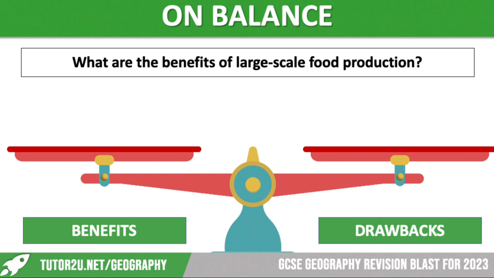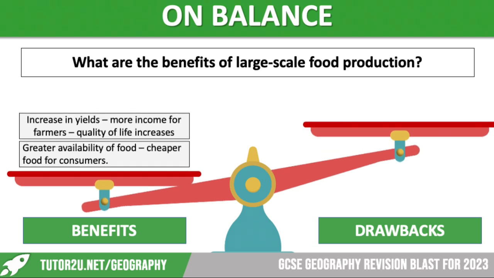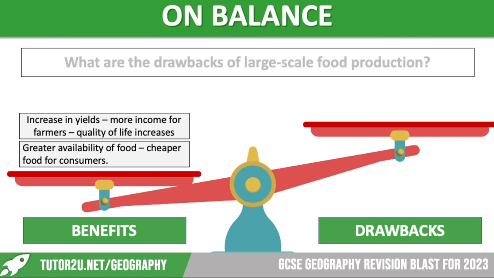Okay, if you haven't already paused the video, please do so because we are about to reveal. So let's have a look at two benefits. So we've got a greater availability of food, and it often means that we've got cheaper food for customers because obviously we are making it on a much bigger scale. We have the increasing yields, which means that you've got more income for farmers, and that means that the quality of life of those farmers increases. However, there are lots of drawbacks.